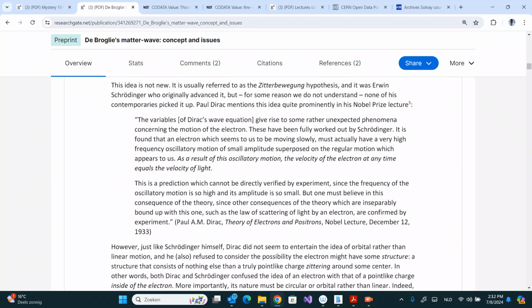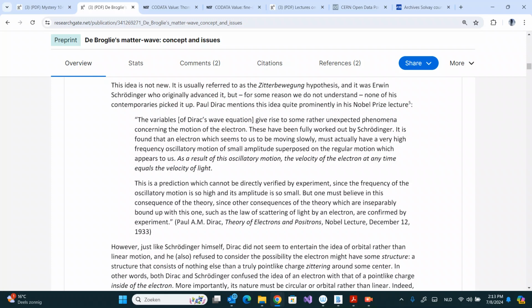He said the variables of his own wave equation give rise to some rather unexpected phenomena concerning the motion of the electron. It comes out of Schrödinger's equation and Dirac's equation. This elementary wave function is a trivial solution to both wave equations. And he says basically how we must interpret this is that an electron, which seems to be moving slowly, because it has not a huge mass, but at least 0.511 mega electron volt divided by c squared, so it's heavy, there must be a very high frequency oscillatory motion of very small amplitude superposed on the regular motion which appears to us. And he says the velocity of the electron, that's where he confuses the electron with this point-like charge, is equal to the velocity of light. That was said in 1933.